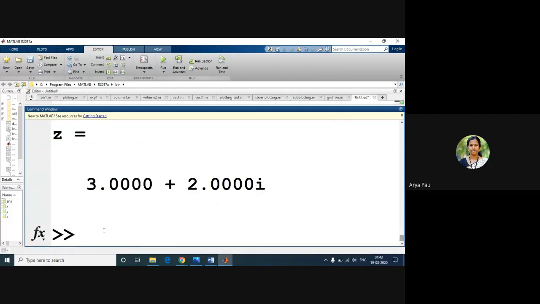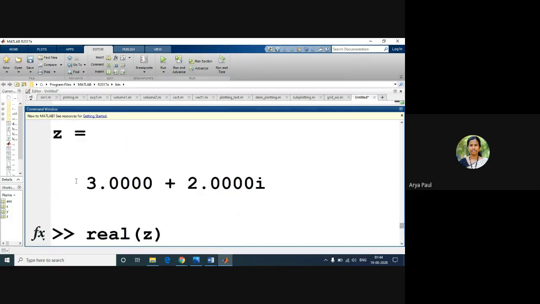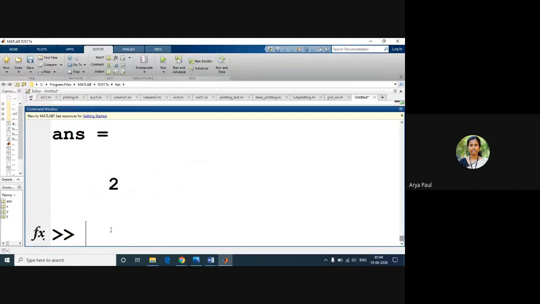Now I want to get the real part of this. So I type real of z. z is a complex number, and if you want to get the real part, type real of z and press enter. What is the real part? The real part will be 3. And if you want to get the imaginary part, just type imag of z. That is the imaginary part, which is 2. So this is the real part, and 2 is the imaginary part. I think this is also clear.